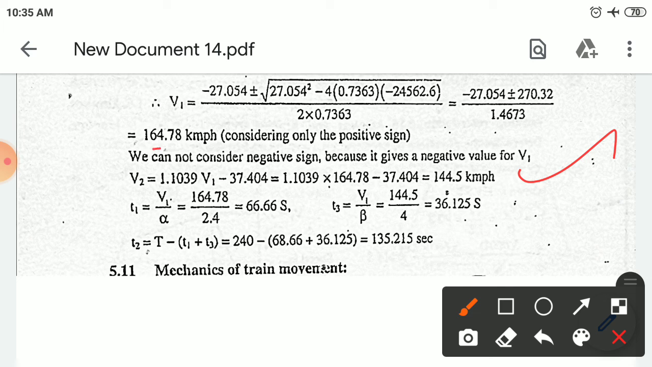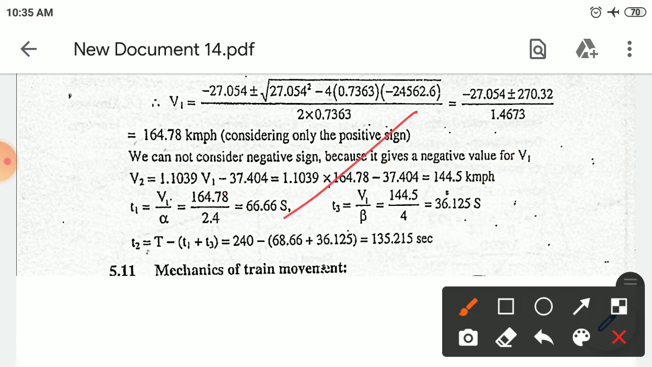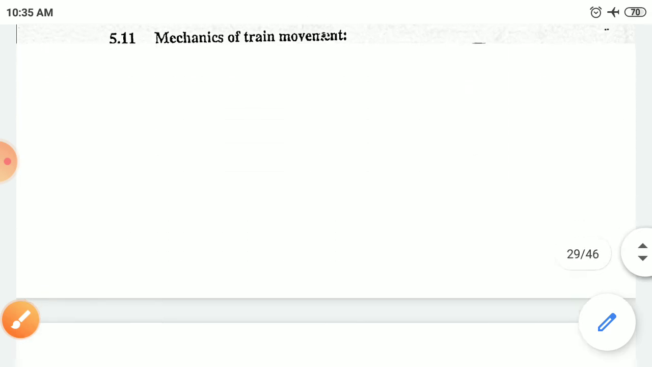So T1 is V1 by alpha, T2 is T minus T1 plus T3, and T3 is V1 by beta. Substitute all these values and you will get T1 as 66.66 seconds, T3 as 36.12 seconds and T2 as 135 seconds. So these are the T1, T2, T3 values.